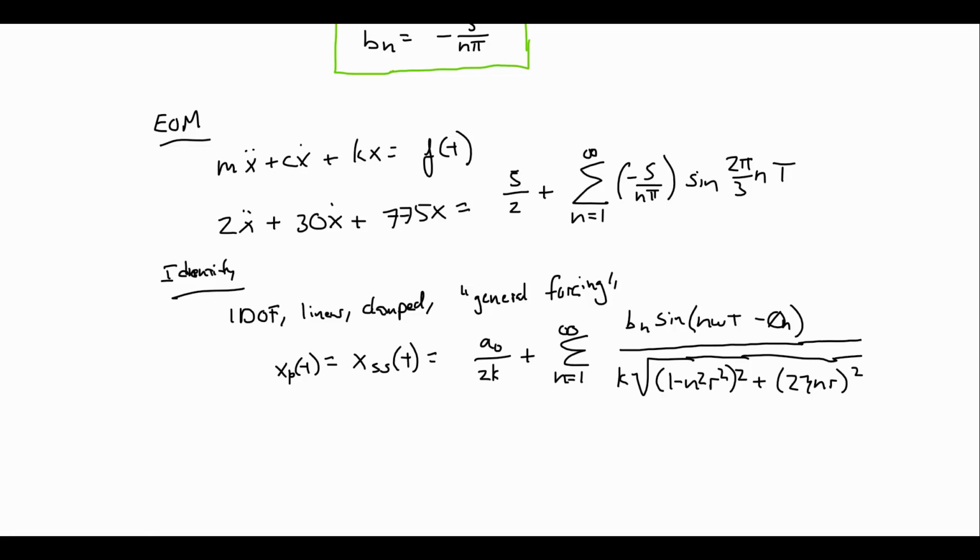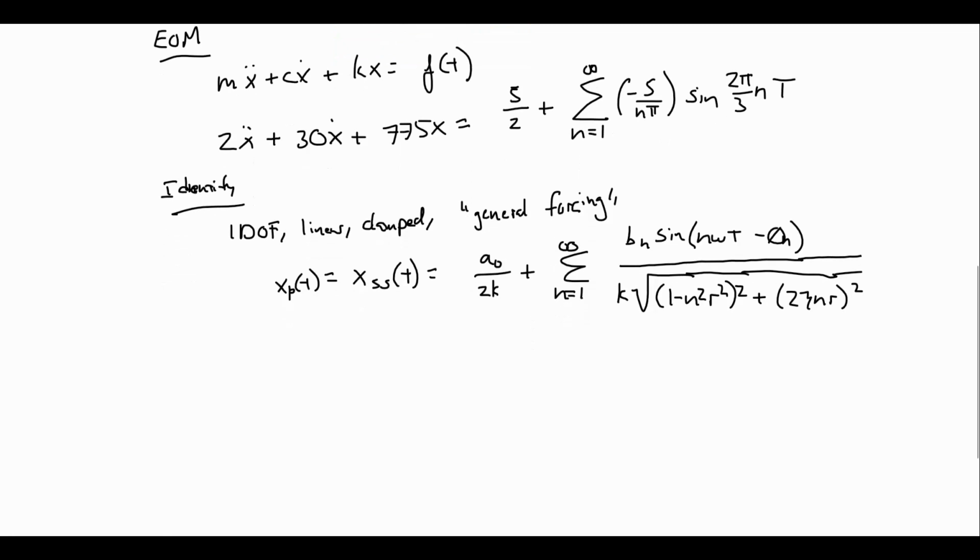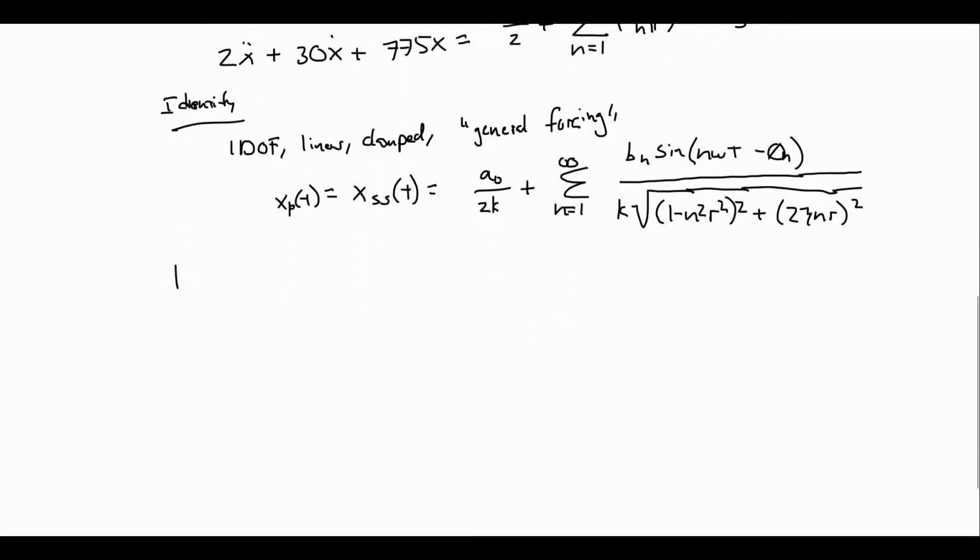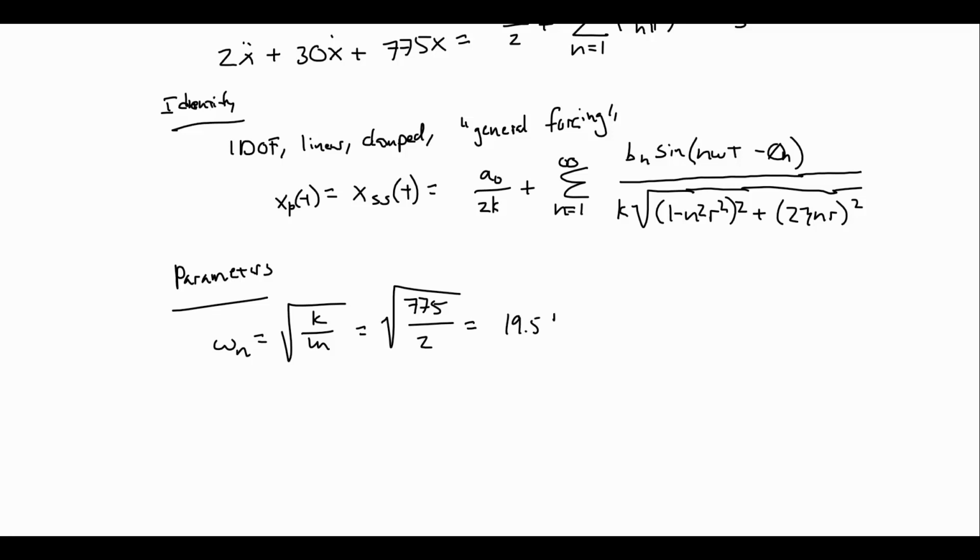Some of these things we already know, the A0, we already know the BNs, so we need a couple more of these pieces put together in our parameters. Natural frequency, root k over m, we're still in 1 degree of freedom. Our k was 775 in base units, our m was 2, so our natural frequency comes out to 19.5 radians per second. And our omega, we were already told, I'll write it down again here, 2/3 pi radians per second. That's the fundamental frequency of our forcing.